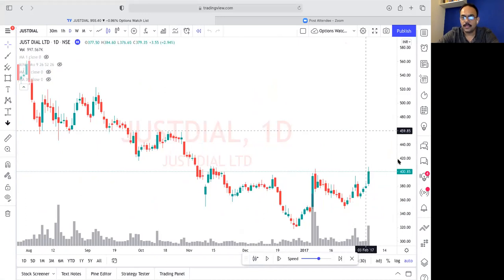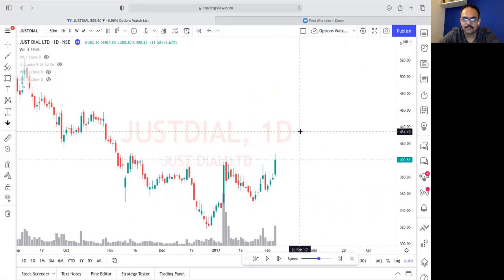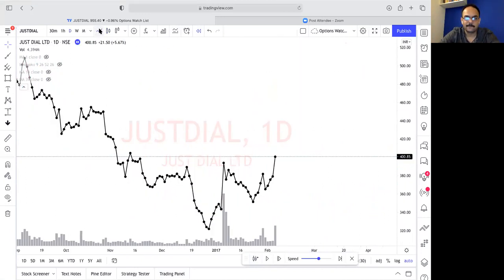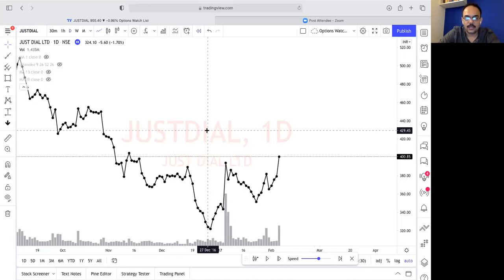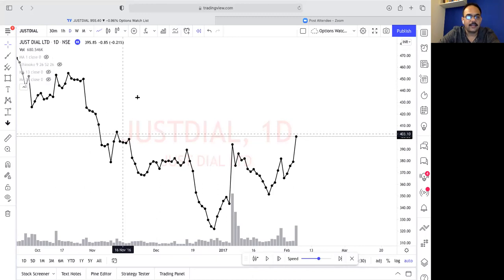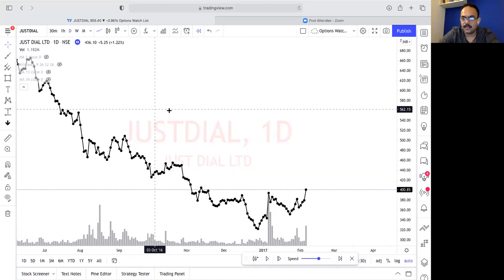Okay. Can you see this Just Dial pattern here? Can you see the chart of Just Dial? Yes? Okay. Now, see here, there was a downtrend. There was a downtrend, correct?